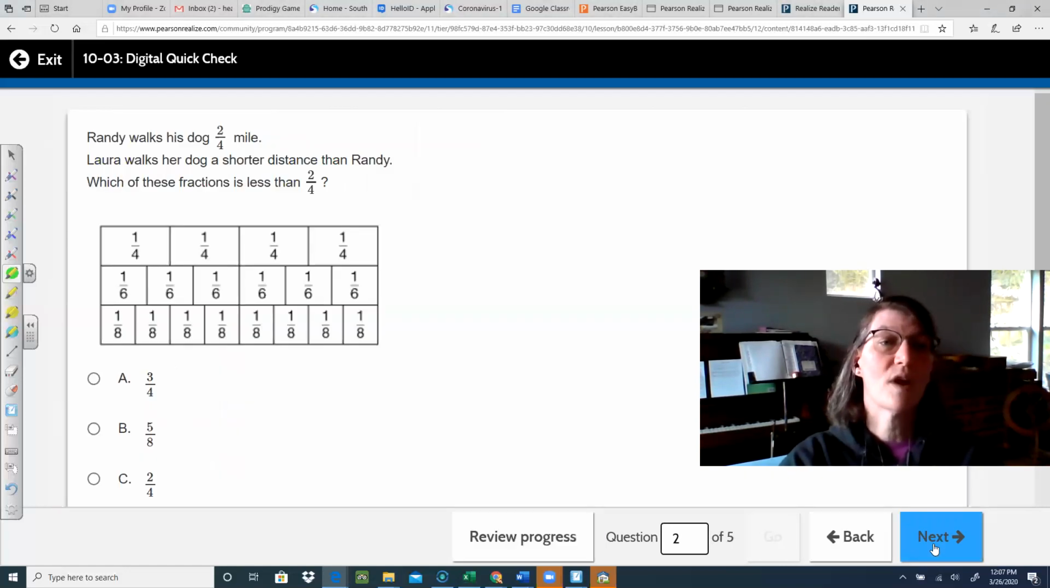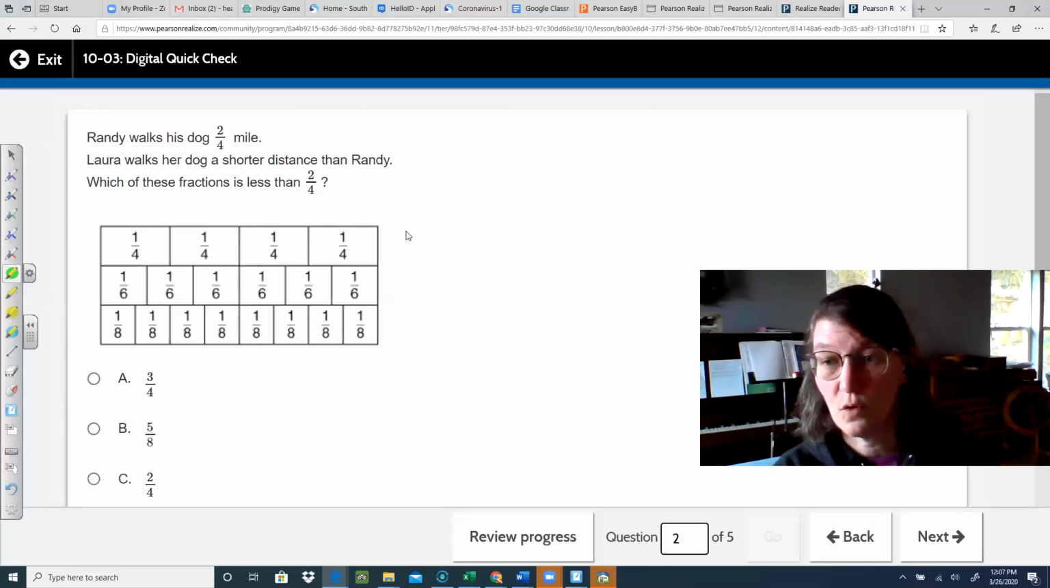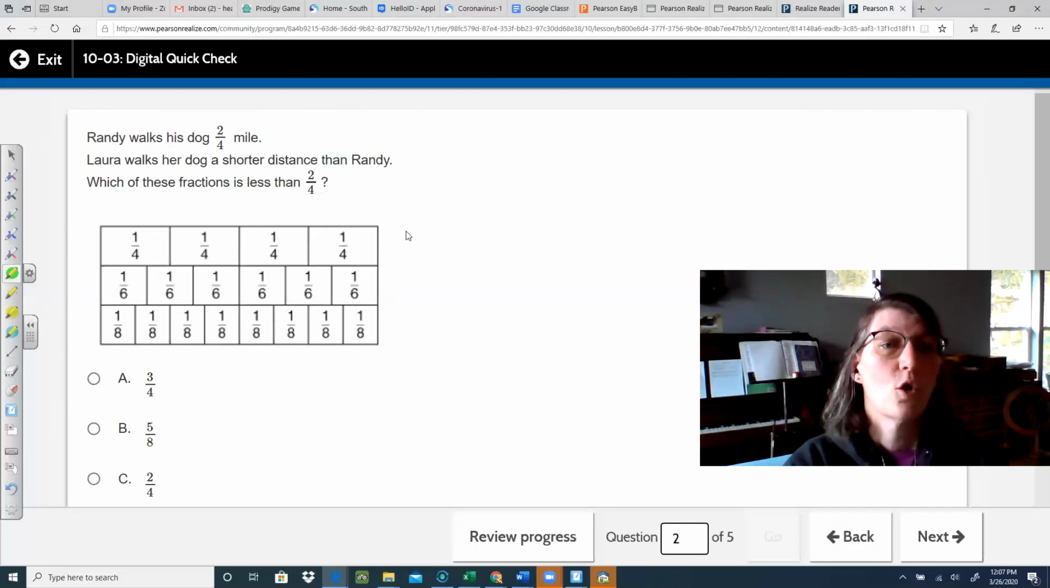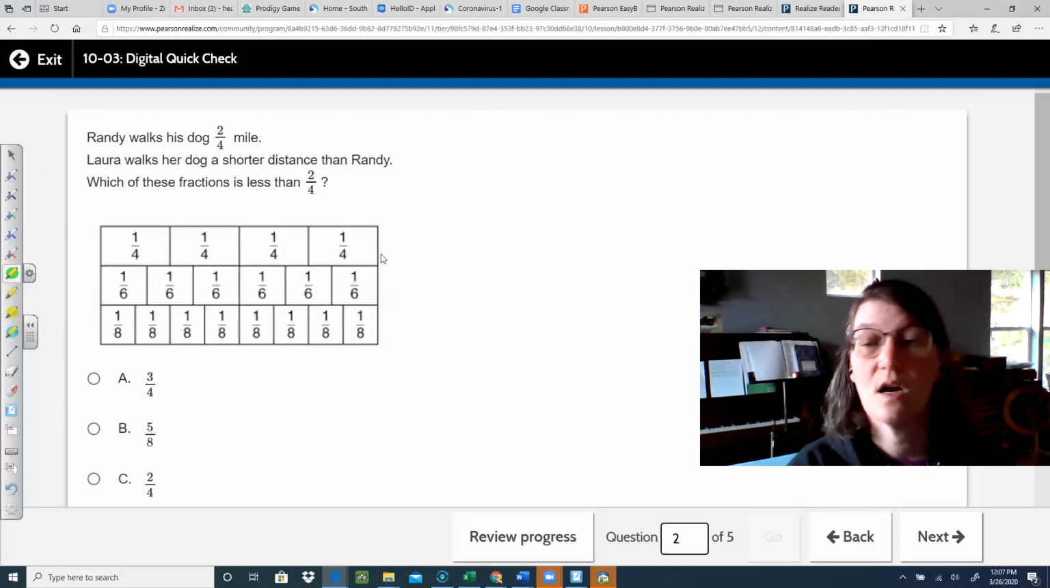Okay, number 2, Randy walks his dog 2/4 of a mile. So as we look at this visual, we notice this top row, they've put fraction tiles for fourths. You have to decide where 2/4 would be. Laura walks her dog a shorter distance, so she does not walk it as far as Randy does. Which of these fractions is less than 2/4?